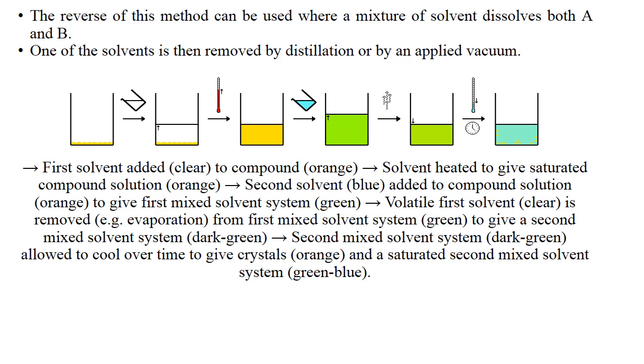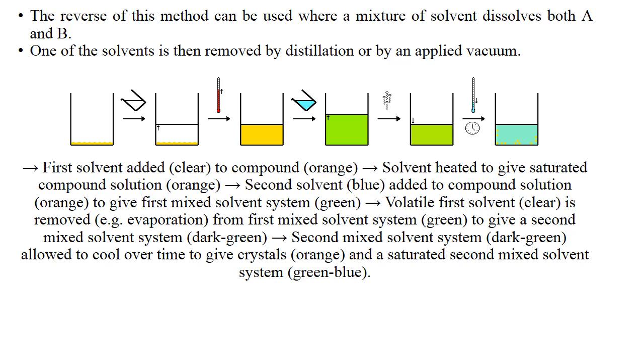The reverse in this method can be used where a mixture of solvent dissolves both A and B. One of the solvents is then removed by distillation or by an applied vacuum. In this, the first solvent added is clear, to compound orange, then the solvent is heated to give the saturated compound solution, which is orange in color, and then the second solvent, which is blue in color, is added to compound solution orange to give the first mixed solvent system, which is green.